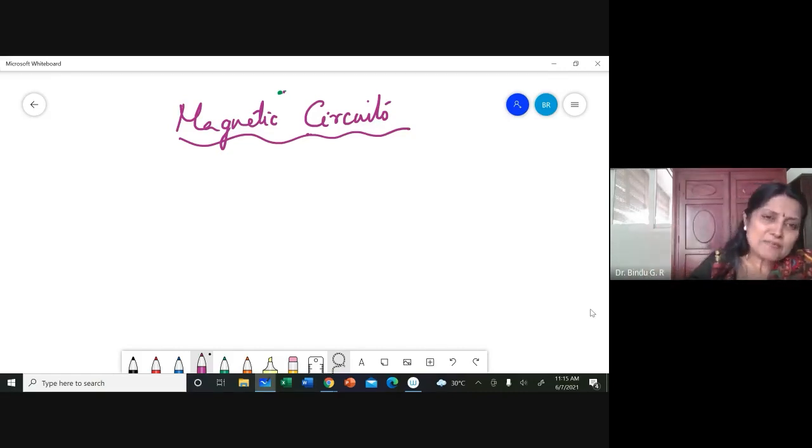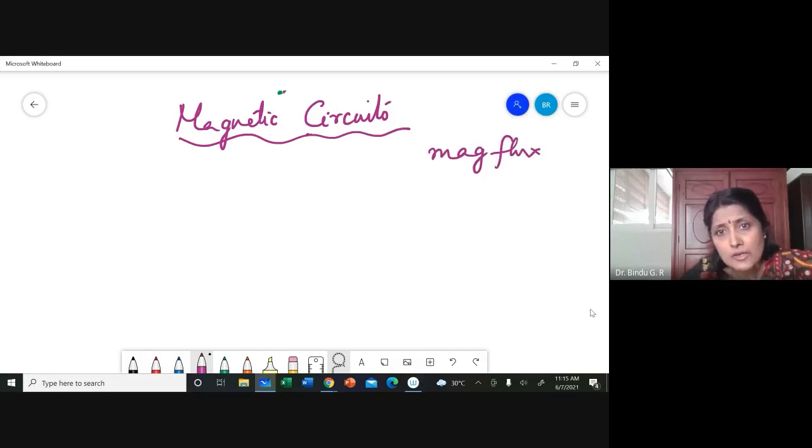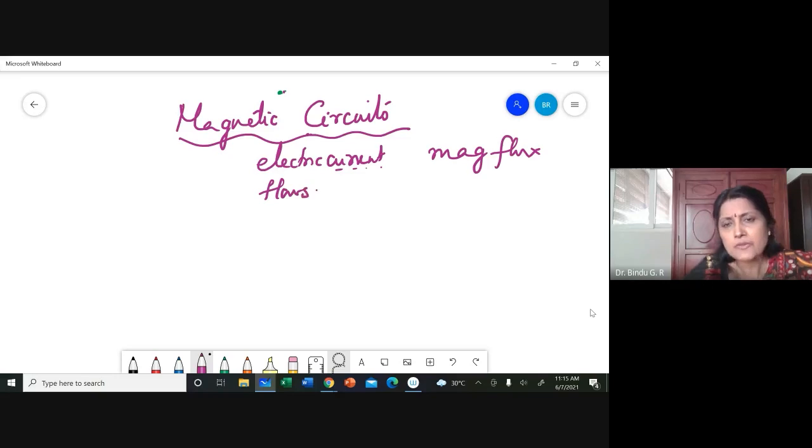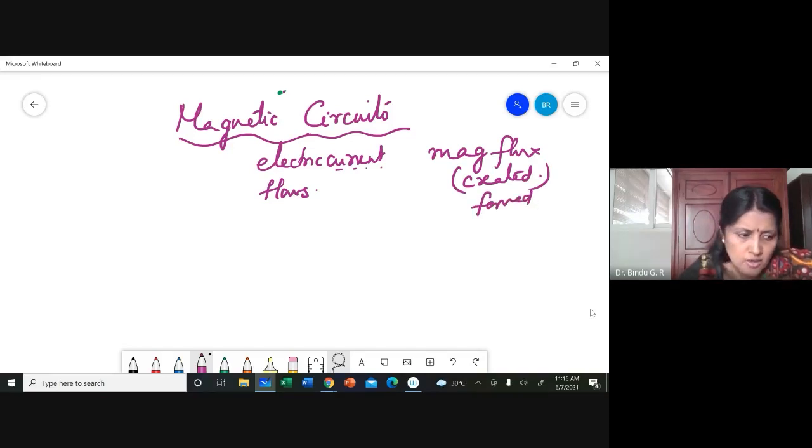The closed path over which electricity passes is called an electrical circuit. Similarly, a closed path followed by magnetic flux is called a magnetic circuit. They never say that magnetic flux flows. Electric current, because it is a current, always flows. Magnetic flux doesn't flow, we say it is created or formed, or that flux follows a path. These are the terms; we never say that the flux flows.